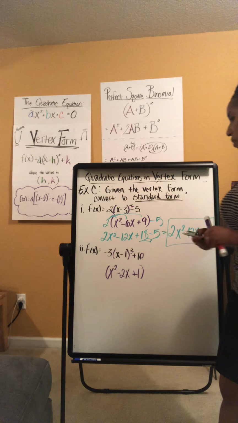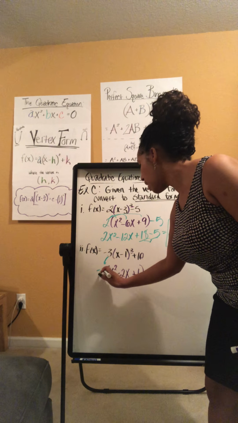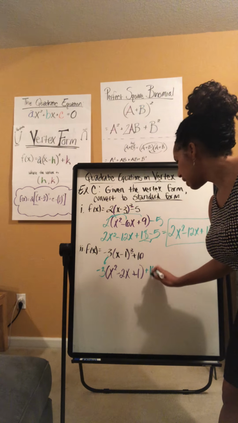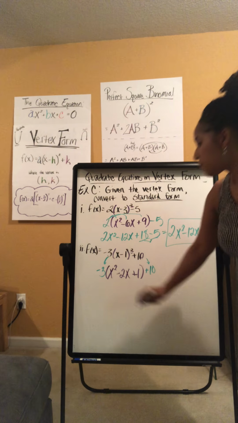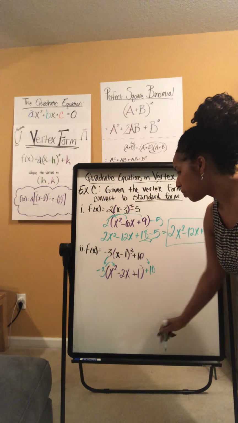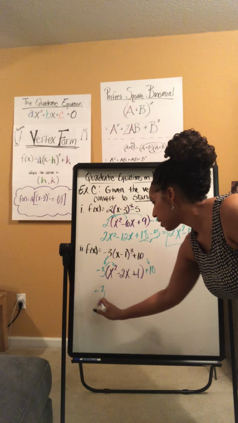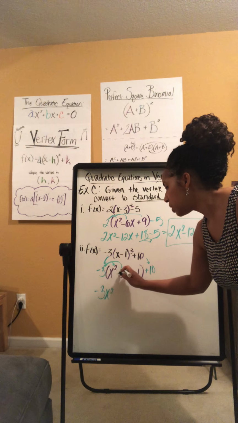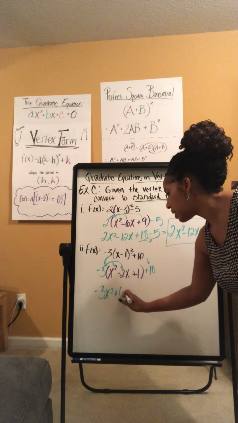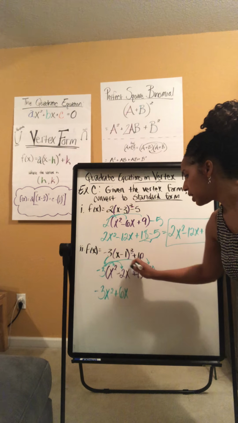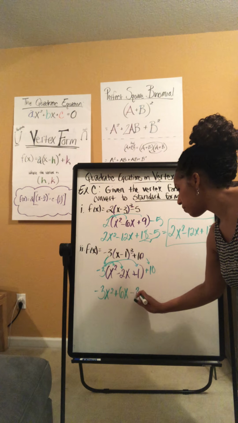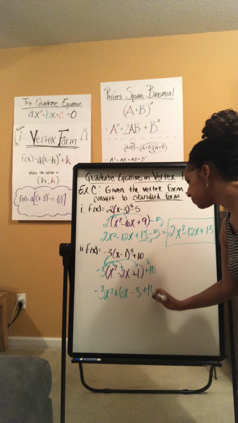All right, then I'll just drop down the rest. So I had a negative 3 out in front of everything and a plus 10 at the end. The negative 3 will distribute to everything inside the parentheses. That'll be a negative 3x squared. Negative 3 times negative 2x is a positive 6x. Negative 3 times 1 is negative 3, and then I had that plus 10.